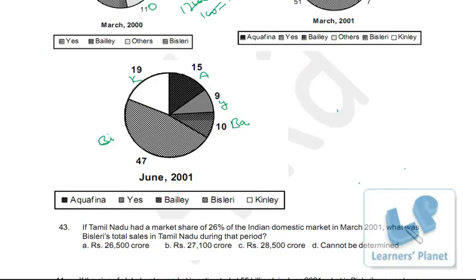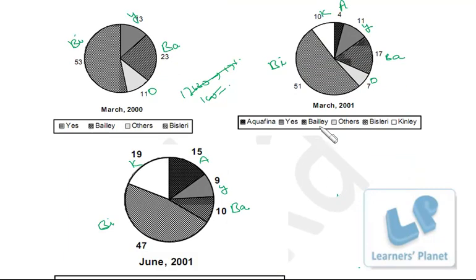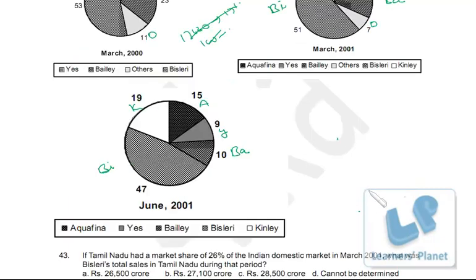Next question. If Tamil Nadu had a market share of 26% of the Indian domestic market in March 2001, what was Bisleri's total sales in Tamil Nadu during that period? Okay, so precisely what we have to do over here: first of all, we have to find out the sale of Bisleri, that is 51% of the total sales, right? After that, 26% of that particular sales is of Bisleri in Tamil Nadu. But for that we need to have the complete sales data of March 2001, right? And in this particular question, we have not been asked to use the data from the previous question.